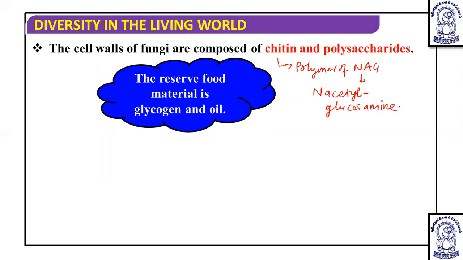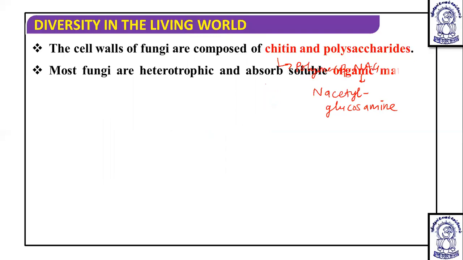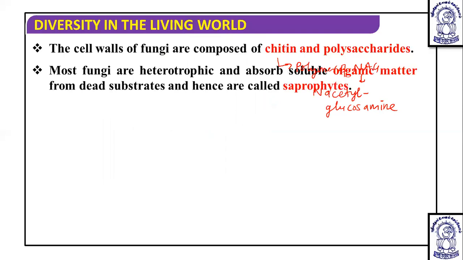When we talk about the reserve food material, glycogen and oil are the reserve food material in this particular fungus. Most fungi are heterotrophic, and they absorb soluble organic matter from the dead substrate. Hence they are called saprophytes. They are known as saprophytes because they absorb soluble organic matter from the dead substrate.